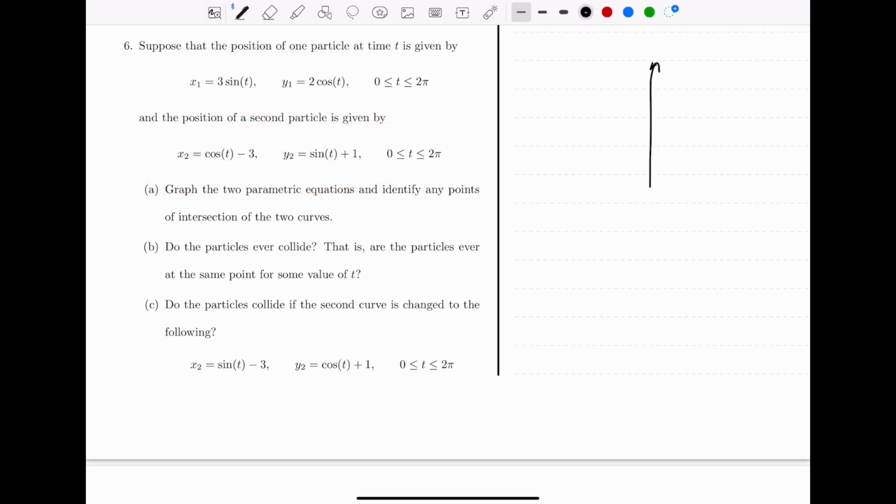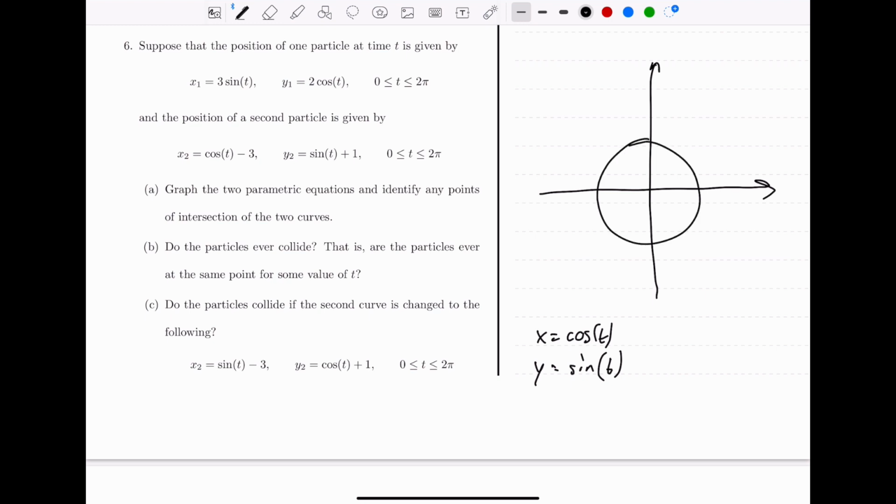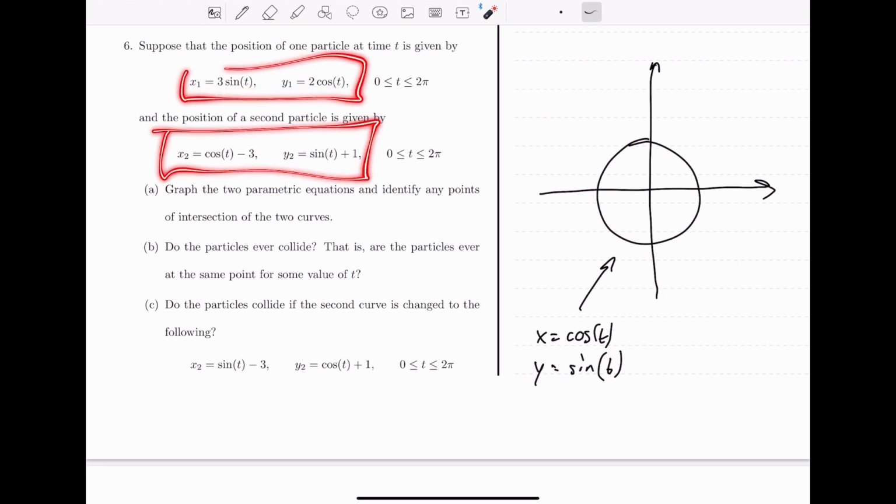So it's key for this one to keep in mind what we learned in the last problem. If we looked at the functions x equals cosine of t and y equals sine of t, we would get the unit circle. These parametric equations give us the unit circle. And we have variations on that for the two different parametric equations that we have for example 6.